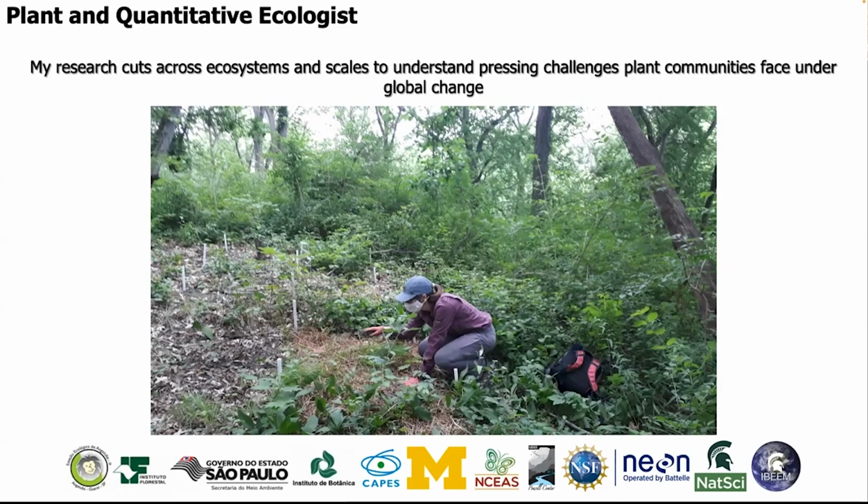I study a lot of different ecosystems. A lot of my work has been done in tropical and subtropical forests, and also temperate forests. That's a lot of the work that I'll be showing today. It's on temperate forests, but I'll also bring up why I got so interested in invasive species and invasive plants and the problem they pose to our native ecosystems.